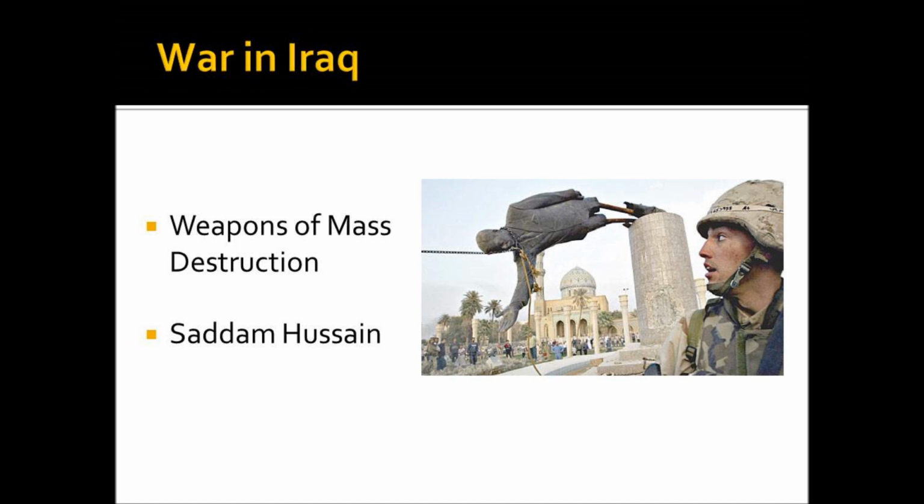And finally, the Iraqi War, the war in Iraq, which America invaded Iraq because they believed there were weapons of mass destruction. And while they were there, they couldn't find any weapons of mass destruction. Saddam Hussein was taken out of power and executed, and America and the rest of the United Nations went to spread democracy to Iraq.